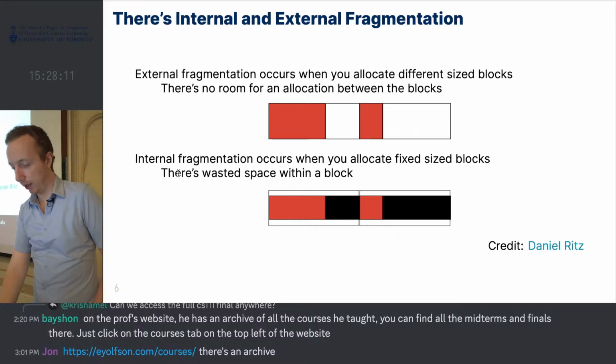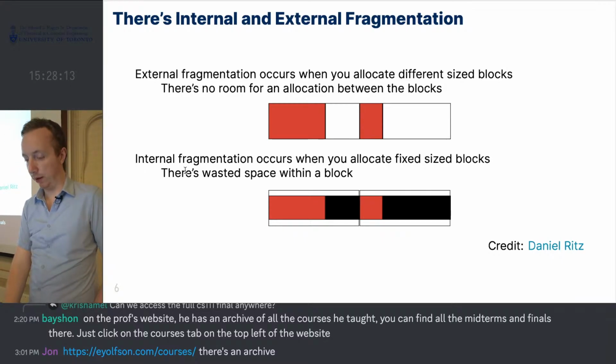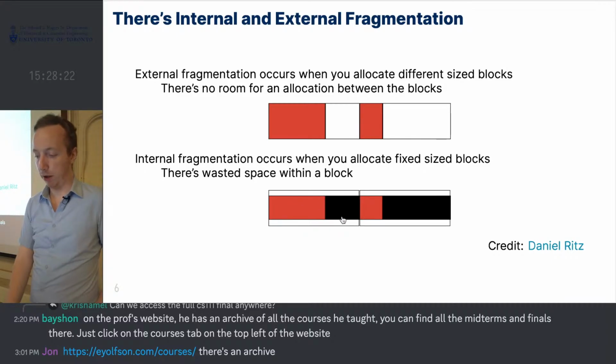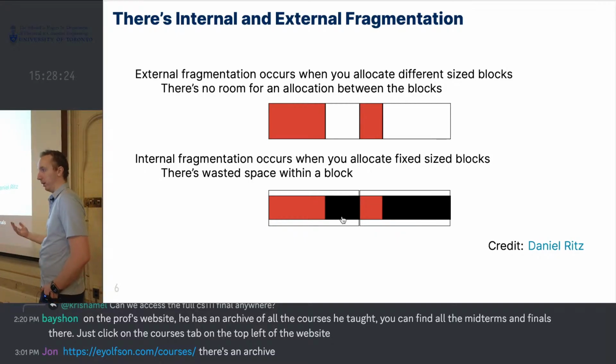And internal fragmentation is, within a block, I am wasting some space. So here would be an allocated block. Red would be the memory you actually use, and then the filled in block is just wasted space. I'm not using it yet, which we saw in file systems before.